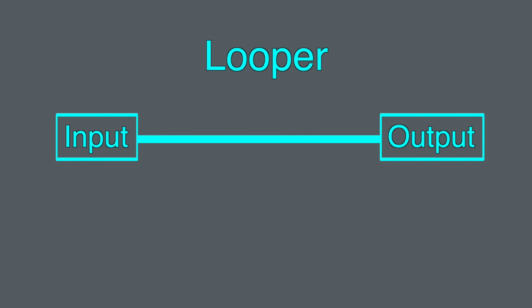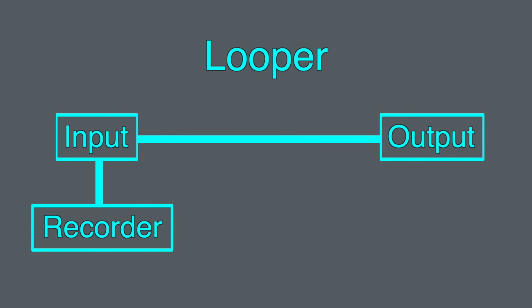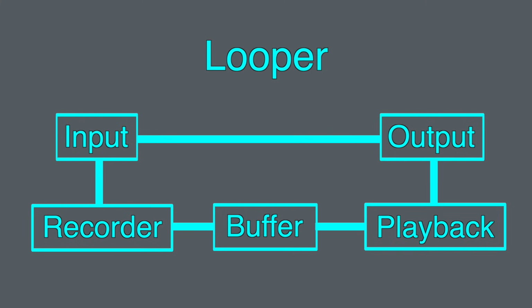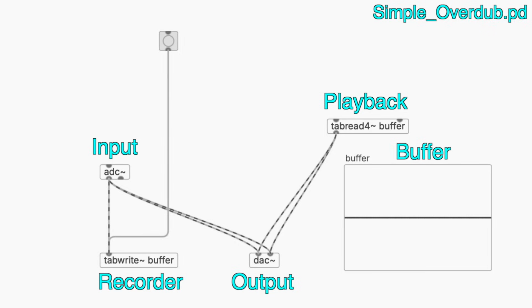Loopers have an audio input which can be directly connected to the output. And the input is also routed to a recorder. The recorded audio is stored in a buffer temporarily. I also need a playback that will output the audio stored in the buffer. So here it is in Plugdata.